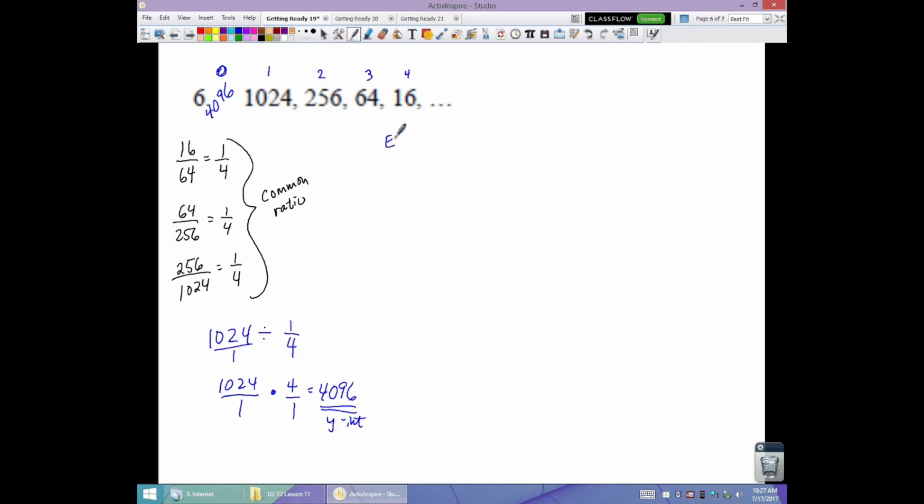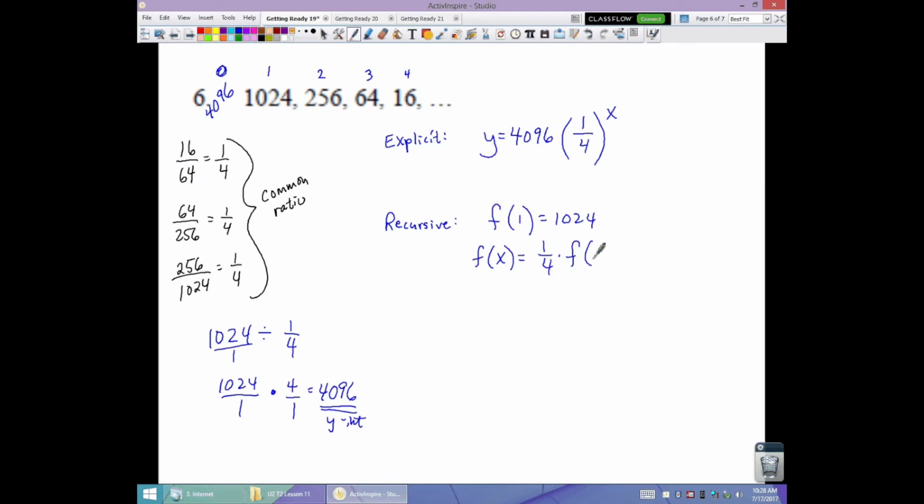So explicit equation would be y equals that number we just found, 4,096, times the multiplier, the common ratio was 1/4, to the x power. For recursive, first one we were given was f of 1 was 1,024, and then we derive each new term by doing 1/4 times the previous term.